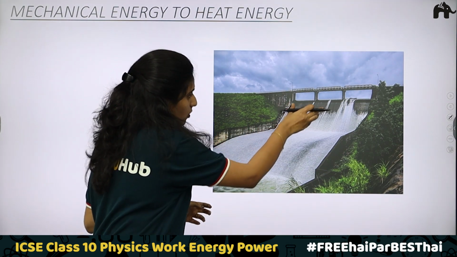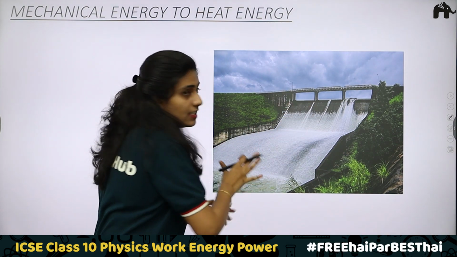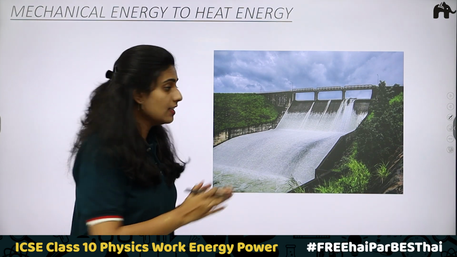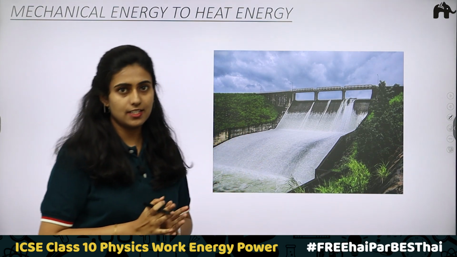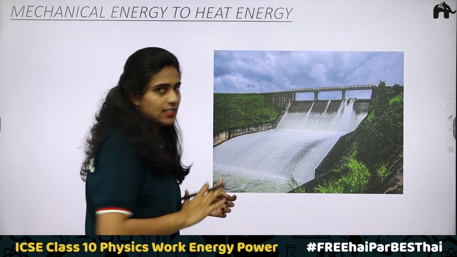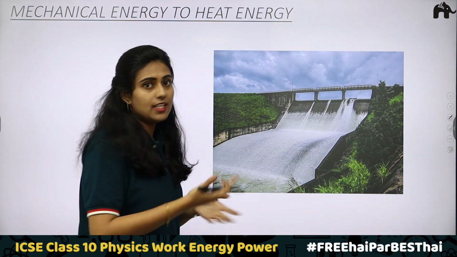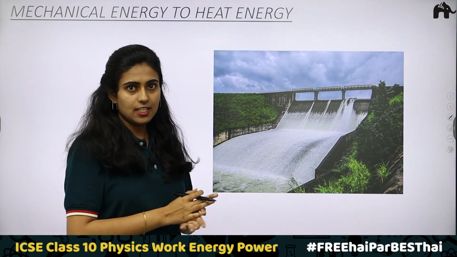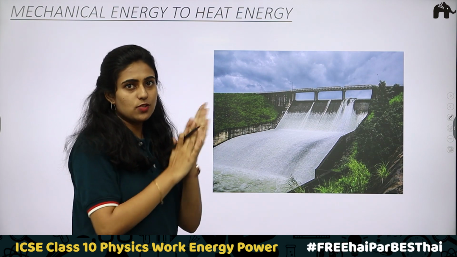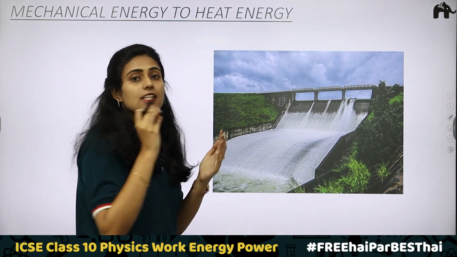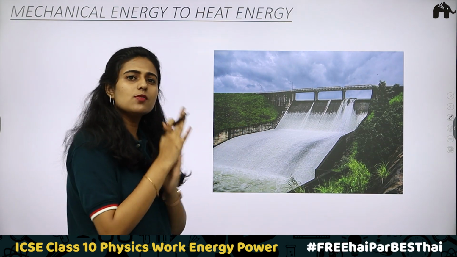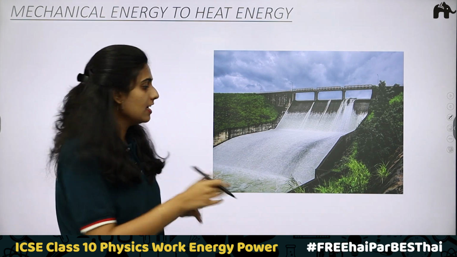So water falls from greater heights. When it reaches the bottom, there is a great amount of kinetic energy. A part of this kinetic energy gets converted to heat energy. Friction is created here. What is friction? When you rub your hands for some time, due to friction, heat is produced. So if you rub your hands for some time, you can feel the heat, right?